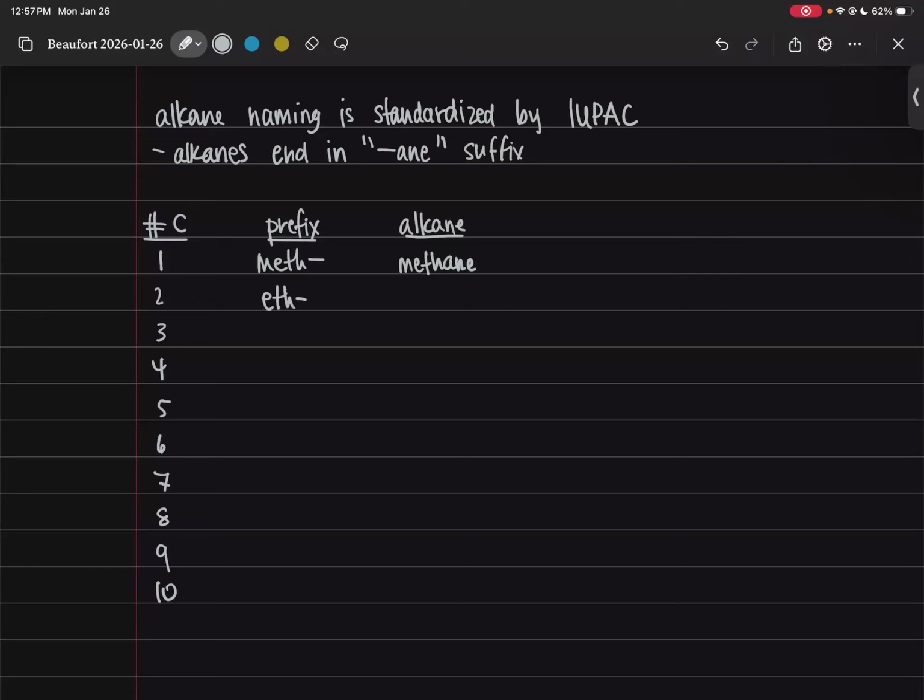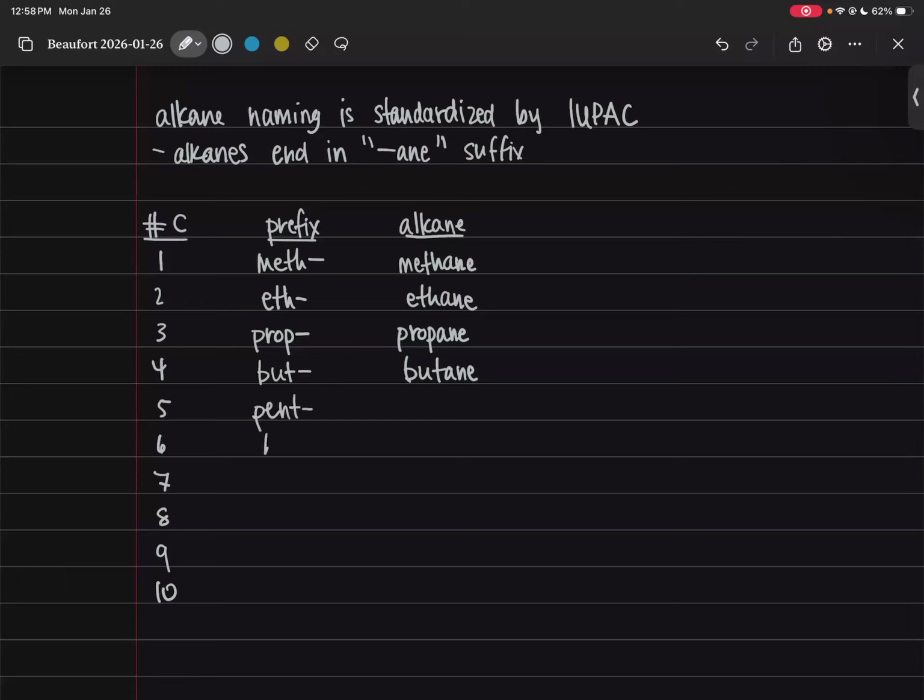Two is eth. So that gives us ethane. Three is prop. So what's that alkane? Propane. Yeah. Four is bute. That gives us butane. And then the rest are sort of standard.